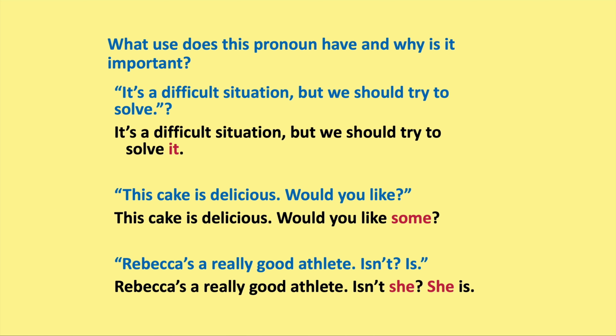What use does this pronoun have and why is it important? Let's look at some examples in English. "It's a difficult situation, but we should try to solve." This is incorrect. You have to use the pronoun "it". "It's a difficult situation, but we should try to solve it."